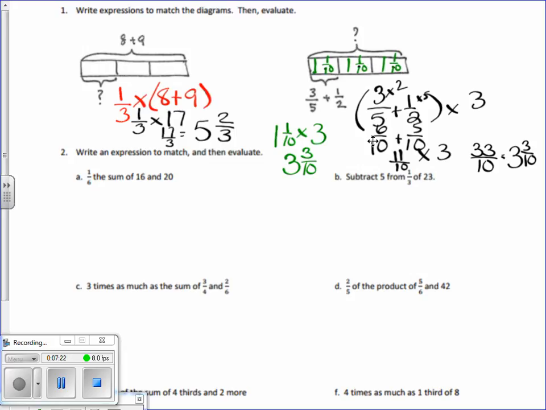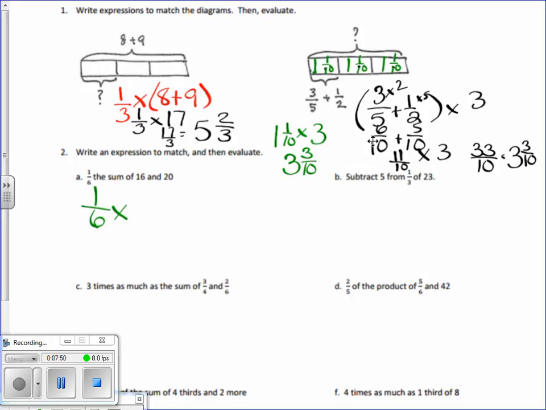1/6 the sum of 16 and 20. So when it says 1/6 of, what am I doing? Multiplying. I am multiplying a fraction by something. And it's on that piece of paper that I gave you.